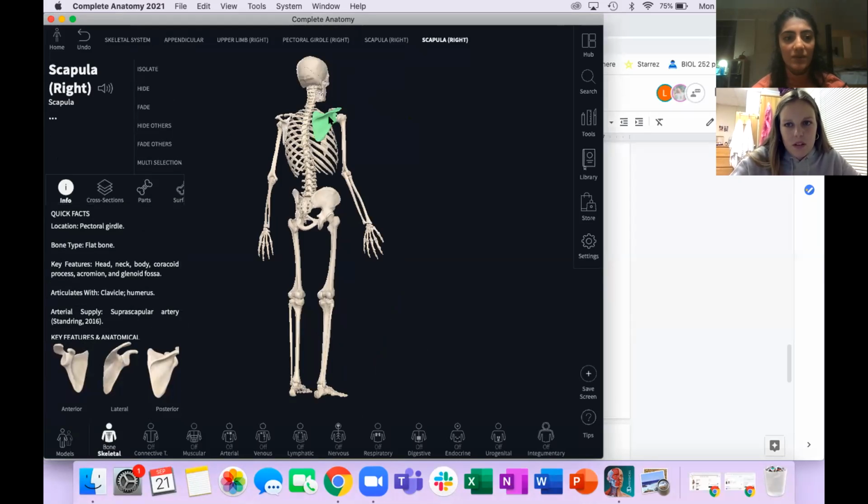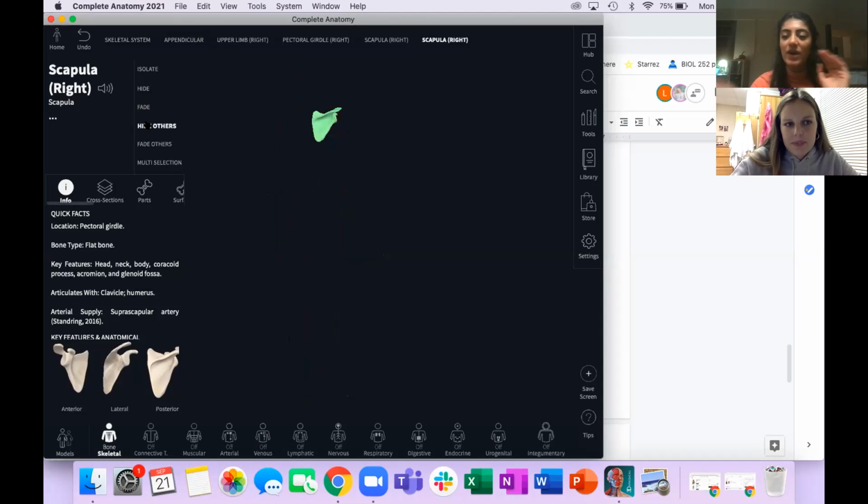So what I would recommend when you're trying to label something, isolate is a good button if you're like, oh, I have my whole structure and I just want to focus on this for one second and then we go back to the main thing. So isolate would not be the greatest button for you to use right now. What I would try to use is hide others. If you use hide or fade, it'll act on what you've chosen. But if you do hide others, it'll do everything but what you've chosen.